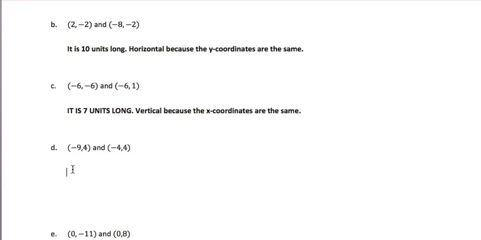D, we have (-9, 4) and (-4, 4). So that means that our y-coordinates are the same. It means it's going to be a horizontal line. It is, let's see, we have -9 and -4, and they are only 5 units away from each other, so it is 5 units long, and we know that it is horizontal because the y-coordinates are the same.